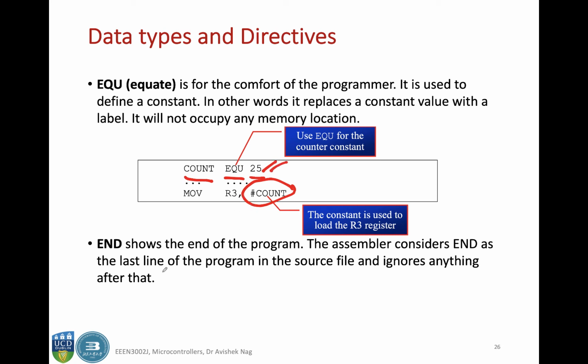And then this END directive shows the end of the program. The assembler considers END as the last line of the program in the source file and ignores anything after that. So this is important. When you're writing code, don't forget to put your END. And if you write anything after the END, or if you mistakenly put the END before a line, then that line will not be executed.